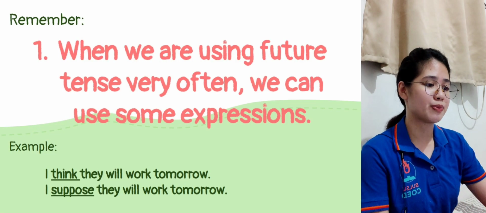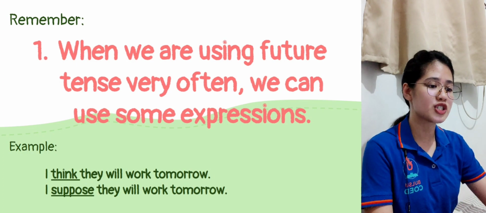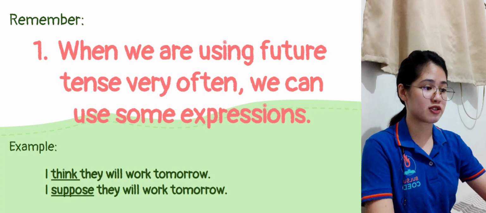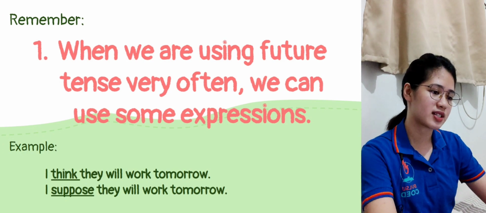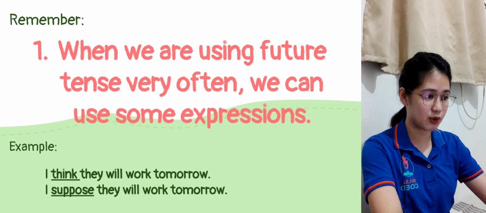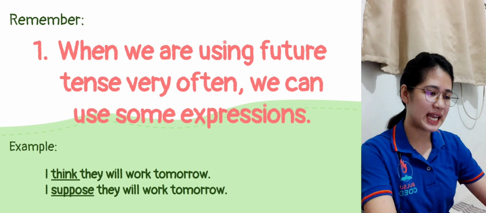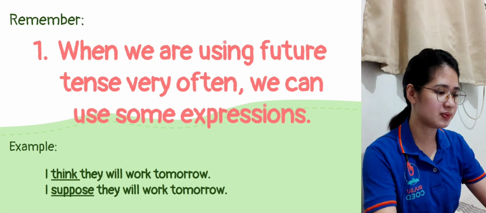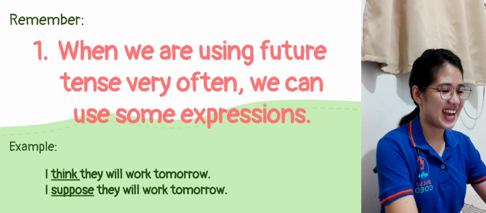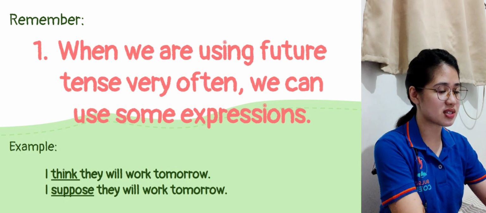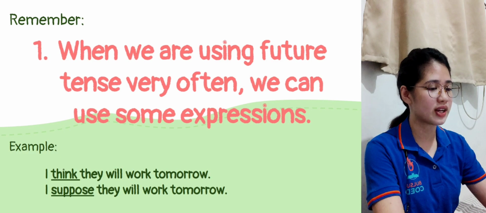Now, there are some other points to keep in mind. First point to keep in mind. When we are using the future tense, very often we can use some expressions. For example, I think they will work tomorrow. I suppose they will work tomorrow. Miss Pamatian, can you give me some examples? Very good. How about you, Miss De La Cruz? Okay, that's correct.